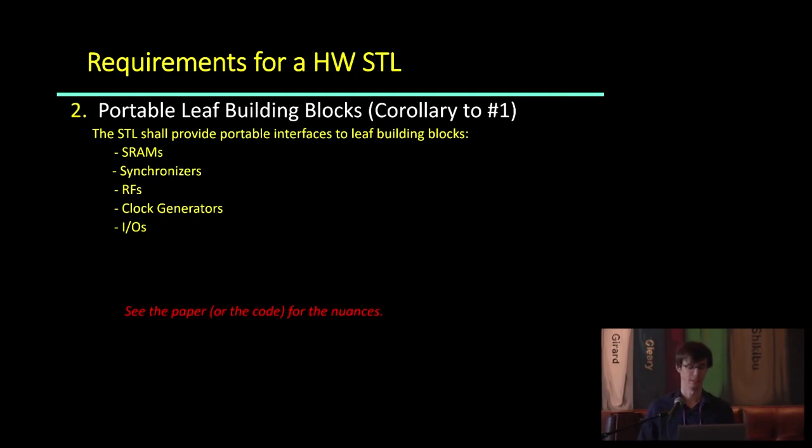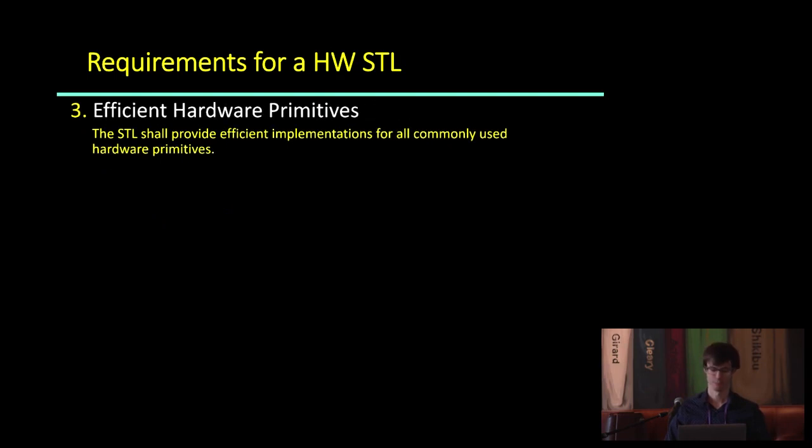Another building block, or another requirement, is to have leaf building blocks. These are the things that interface with the real world, things like SRAM, synchronizers. Being able to portably use these leaf building blocks is important for a hardware STL. These are things that you can't always roll your own. You need to work along with foundries or FPGAs. So it's important that the STL is able to deal with this.